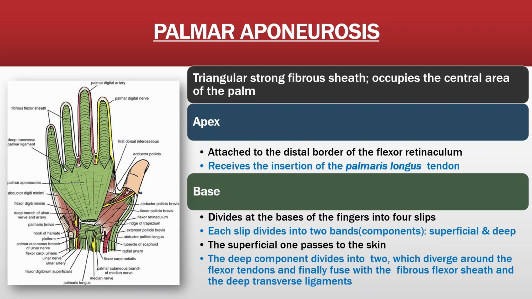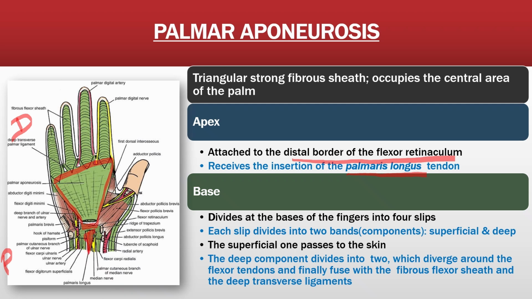Coming to palmar aponeurosis. If you dissect this hand, the palmar aponeurosis is the superficial most structure that you can see beneath the skin. It is a triangular surface. Okay? So you will see that there is a triangular deep fascia, thickened deep fascia in the form of a triangle, and this fibrous sheath has an apex towards the proximal end and the base towards the distal end. The apex is attached to the distal border of the flexor retinaculum and it receives the insertion of palmaris longus.